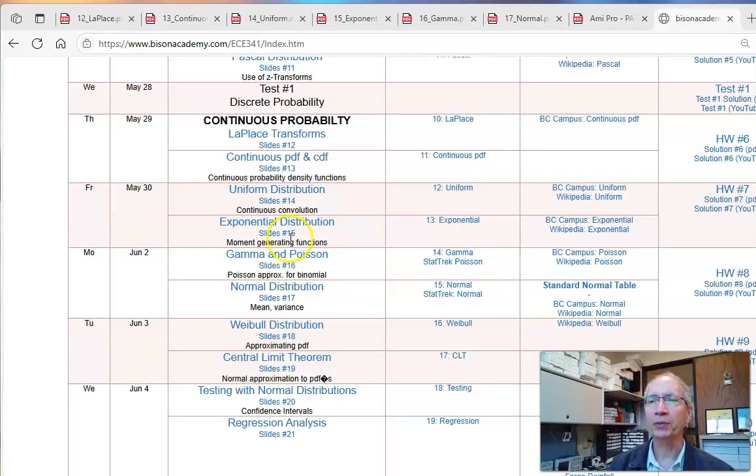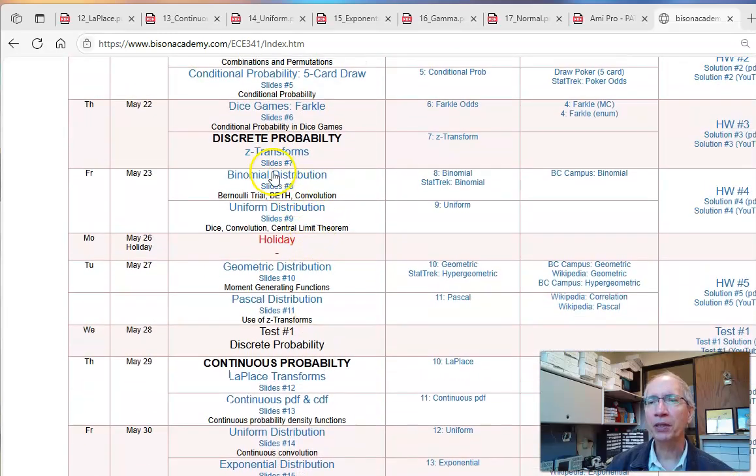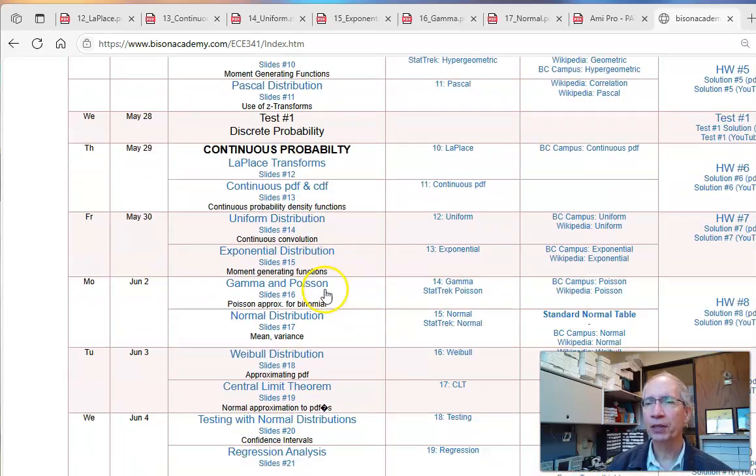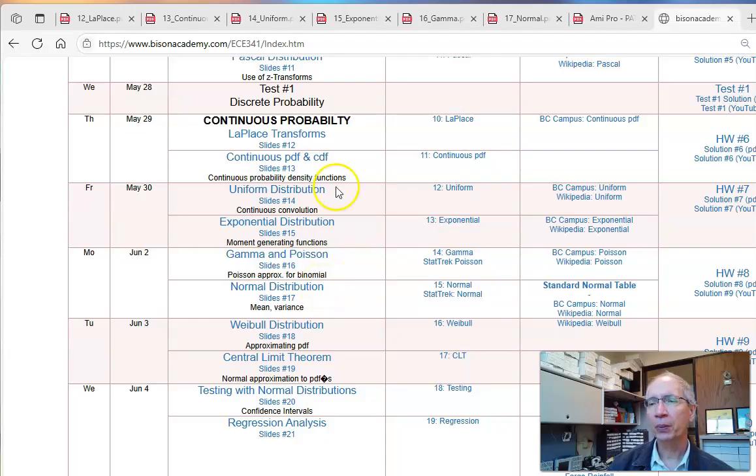That's Laplace transforms. Again, for discrete probabilities, we would use the z-transform. For continuous probabilities, we use Laplace transforms. Now in statistics, these are called moment-generating functions. In electrical and computer engineering, we call them Laplace transforms. I'm going to stick with the word Laplace transforms.